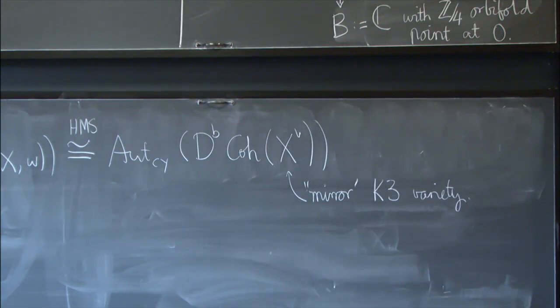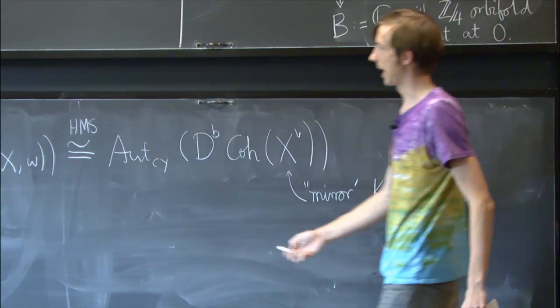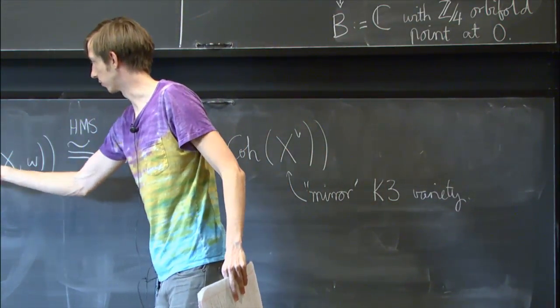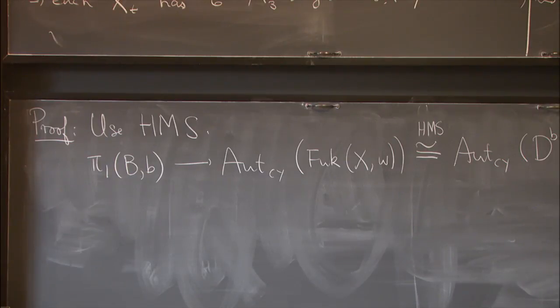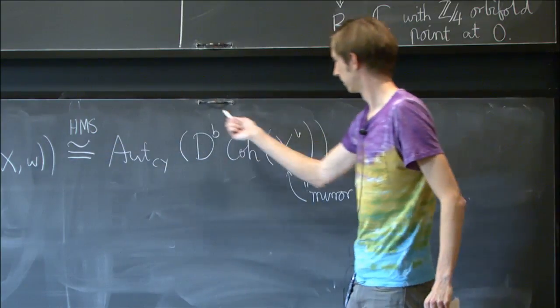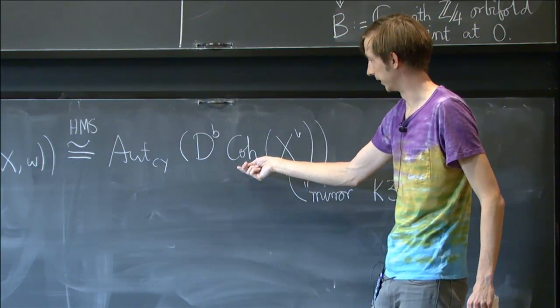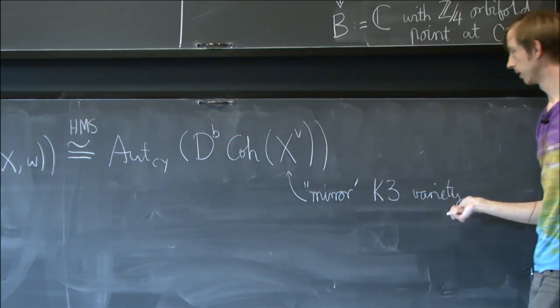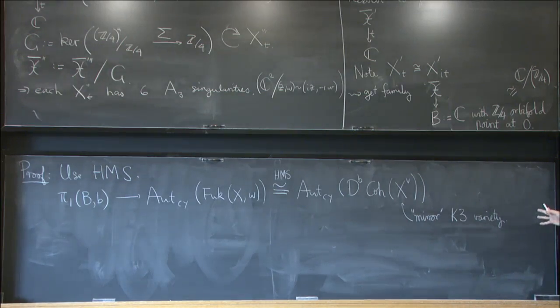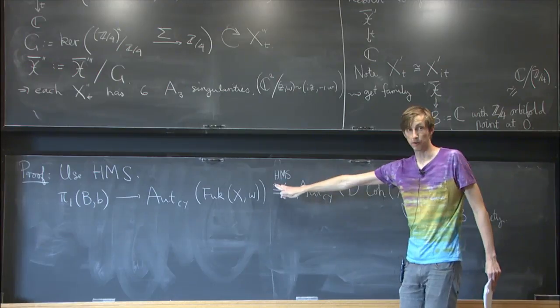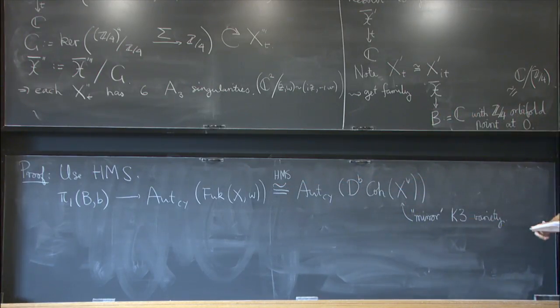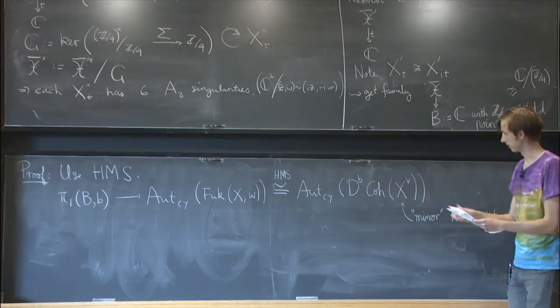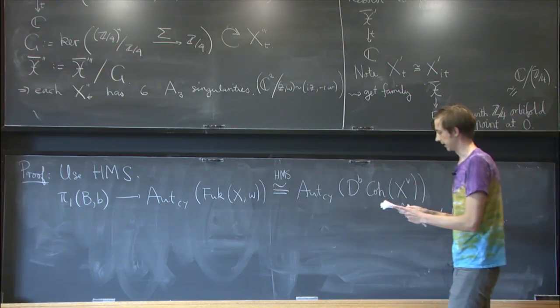So how do we prove this? Well, we need to get some handle on this autoequivalence group of the Fukaya category. Homological mirror symmetry tells us that this should be equivalent to the bounded derived category of coherent sheaves of some mirror variety, which in this case is another K3 variety just like X is. So we have to prove homological mirror symmetry in order to apply it, and we do that in this case.